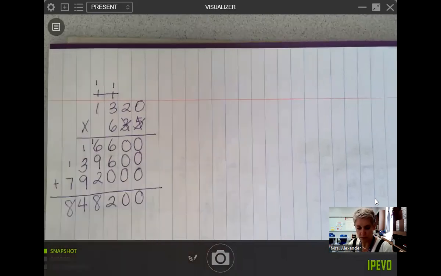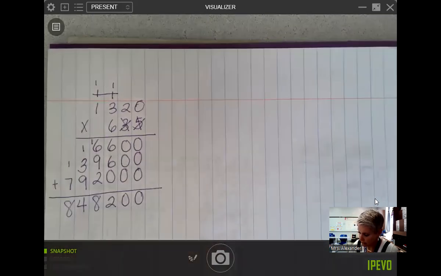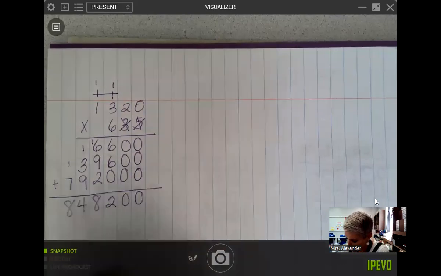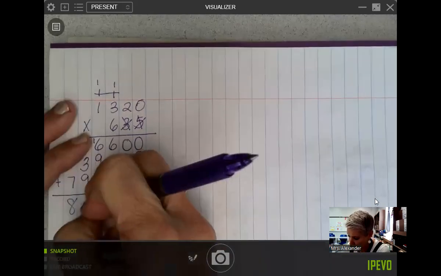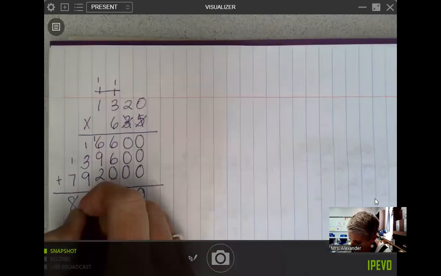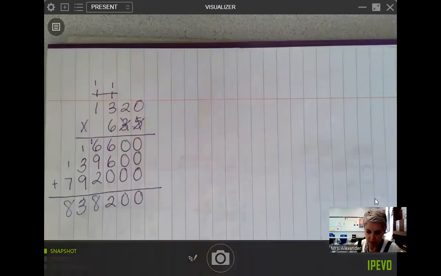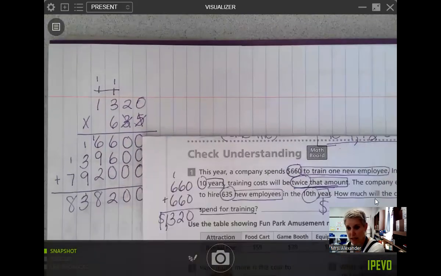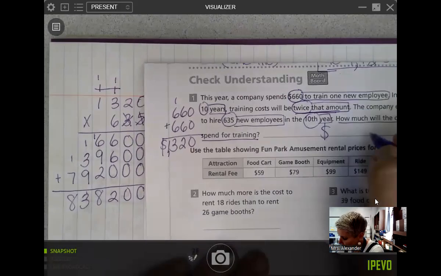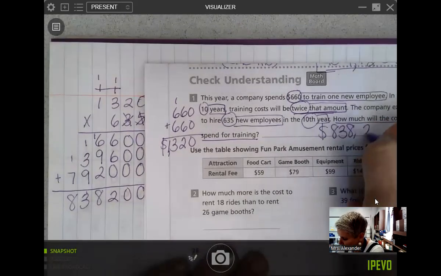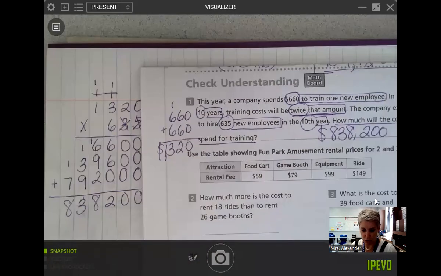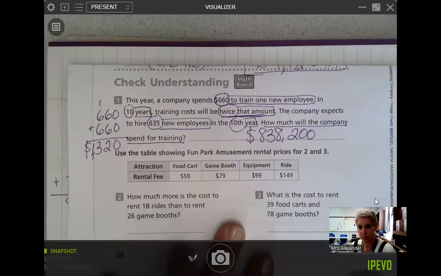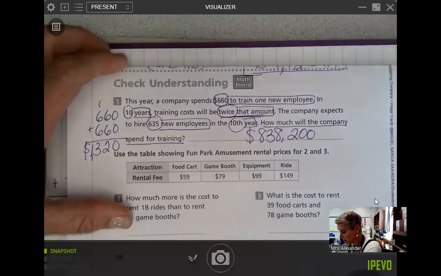Do we agree that the answer is, I'm going to change mine. Oh, I almost had a challenge right there as I was looking at my work. I do believe that it's going to take them, I'm labeling, we're talking about money, $838,200 to train those new employees. Okay. Well done with that 3-digit by 3-digit.